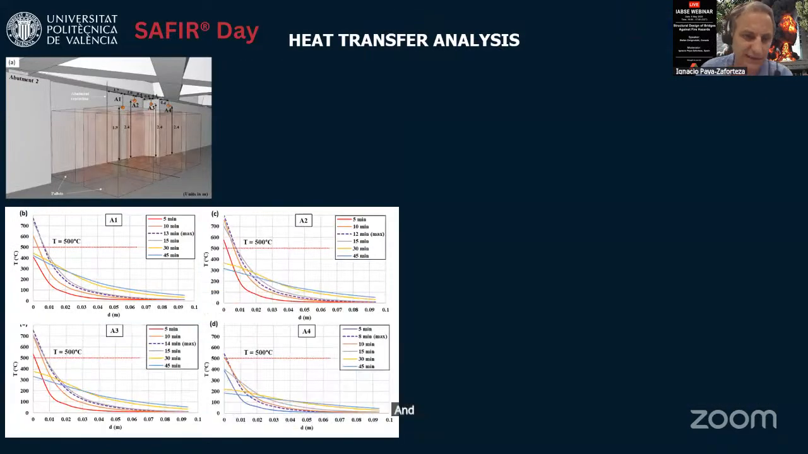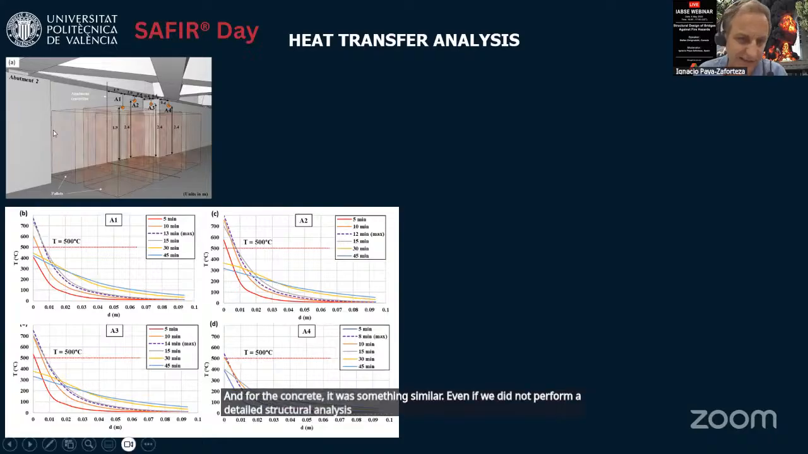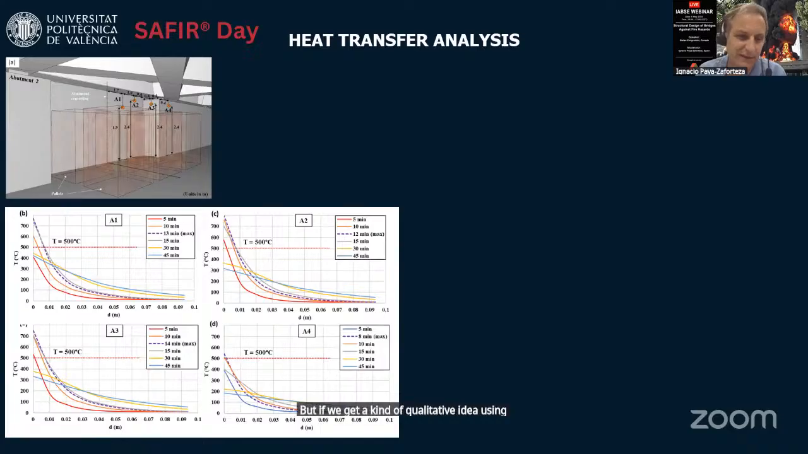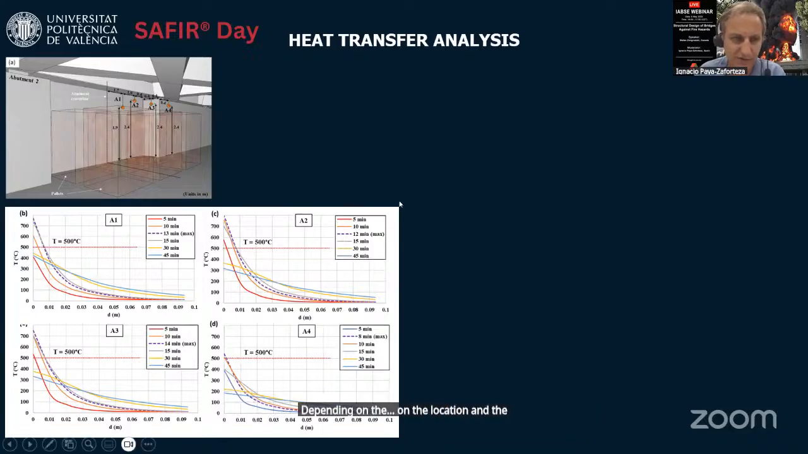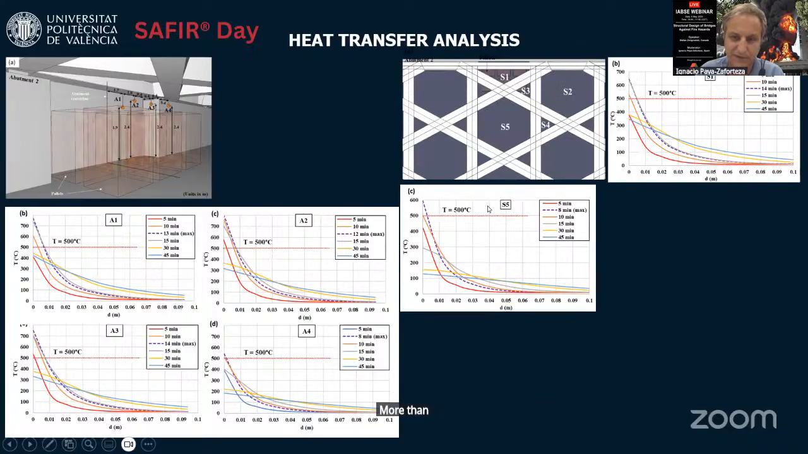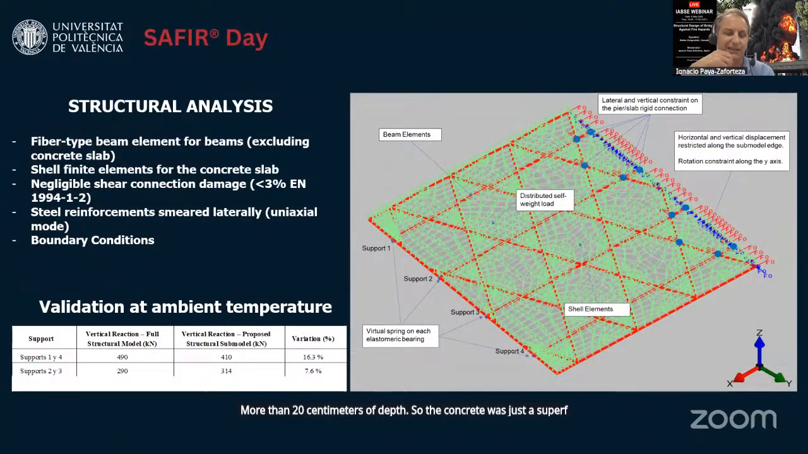And for the concrete, it was something similar. Even if we did not perform a detailed cross-sectional analysis, if we get a qualitative idea using the 500 isotherm method from the code, you can see that the thickness of the concrete that was affected by the fire was very small, in the order of 1 or 2 centimeters, depending on the location. And the concrete slab was more than 26 centimeters deep. So the concrete was just superficially affected.